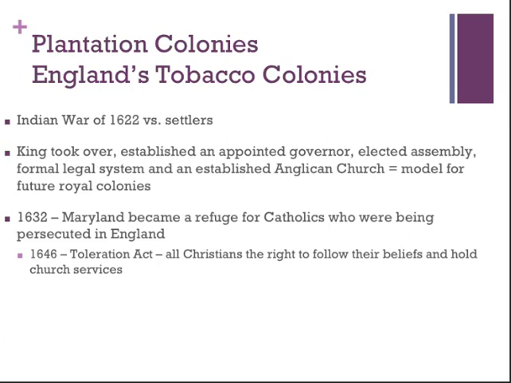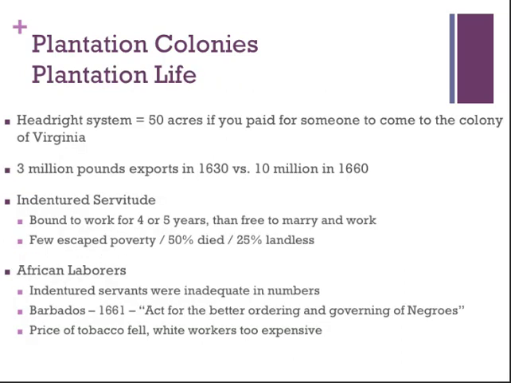By 1646, we have the Toleration Act, which, if you look at the root word of toleration, it's tolerate, meaning to understand and respect other people. All Christians have the right to follow their beliefs and hold church services within the American colonies. Now, there was this thing called the headright system. And the headright system gave you 50 acres if you paid for someone to come to the colony of Virginia. It's a way to be able to get more people there.